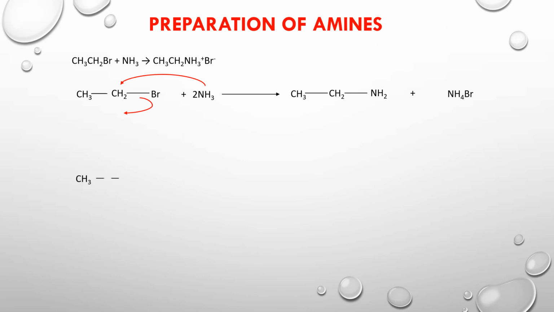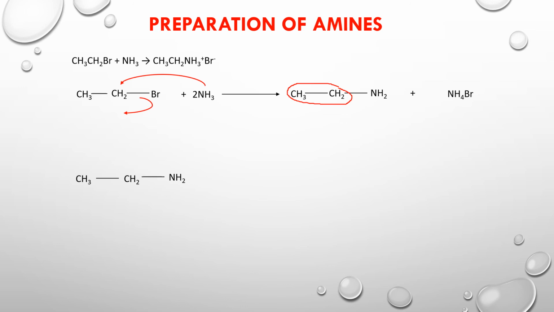Let's look at another example. This time we are going to have the same amine which we produced in the previous reaction. You can see that this is the alkyl halide which reacted with ammonia to form primary amine. Okay, the nitrogen is attached to one carbon atom. So this nitrogen directly attached to one carbon, that's a primary amine.